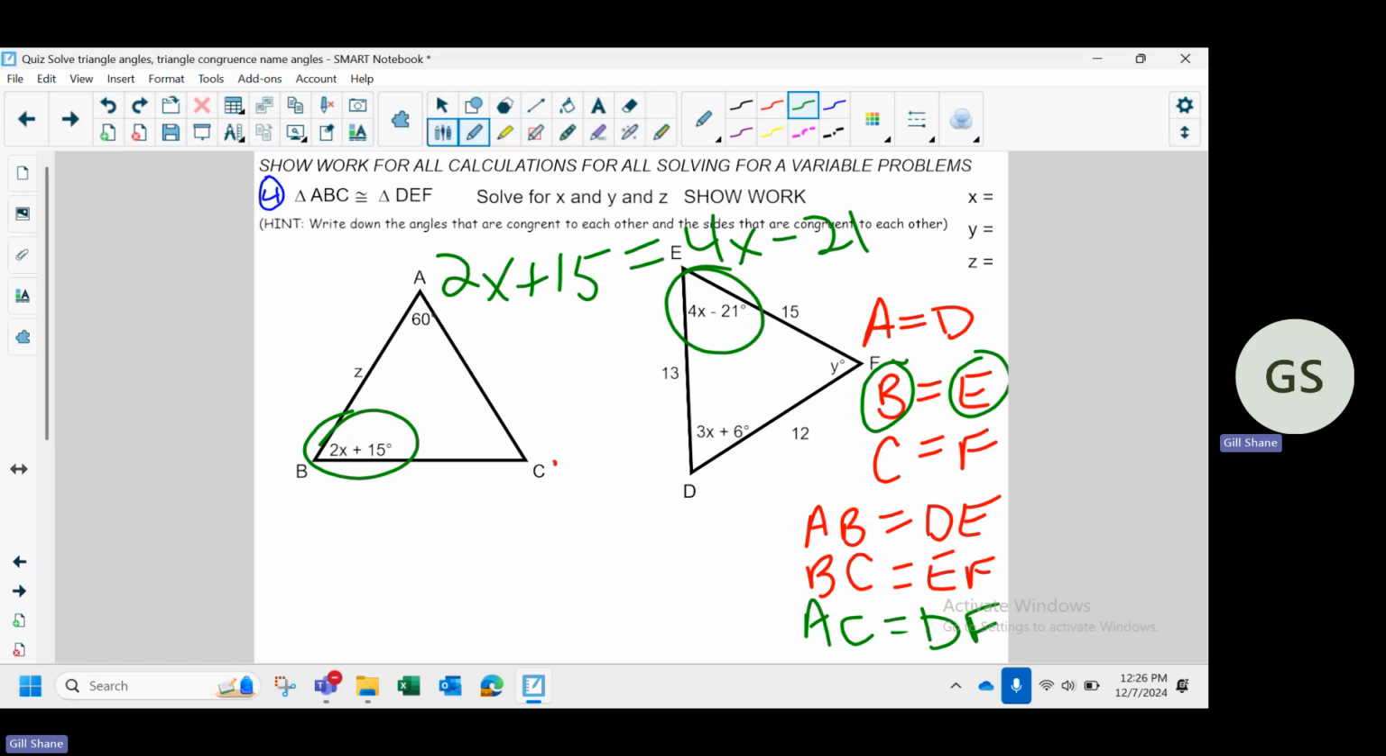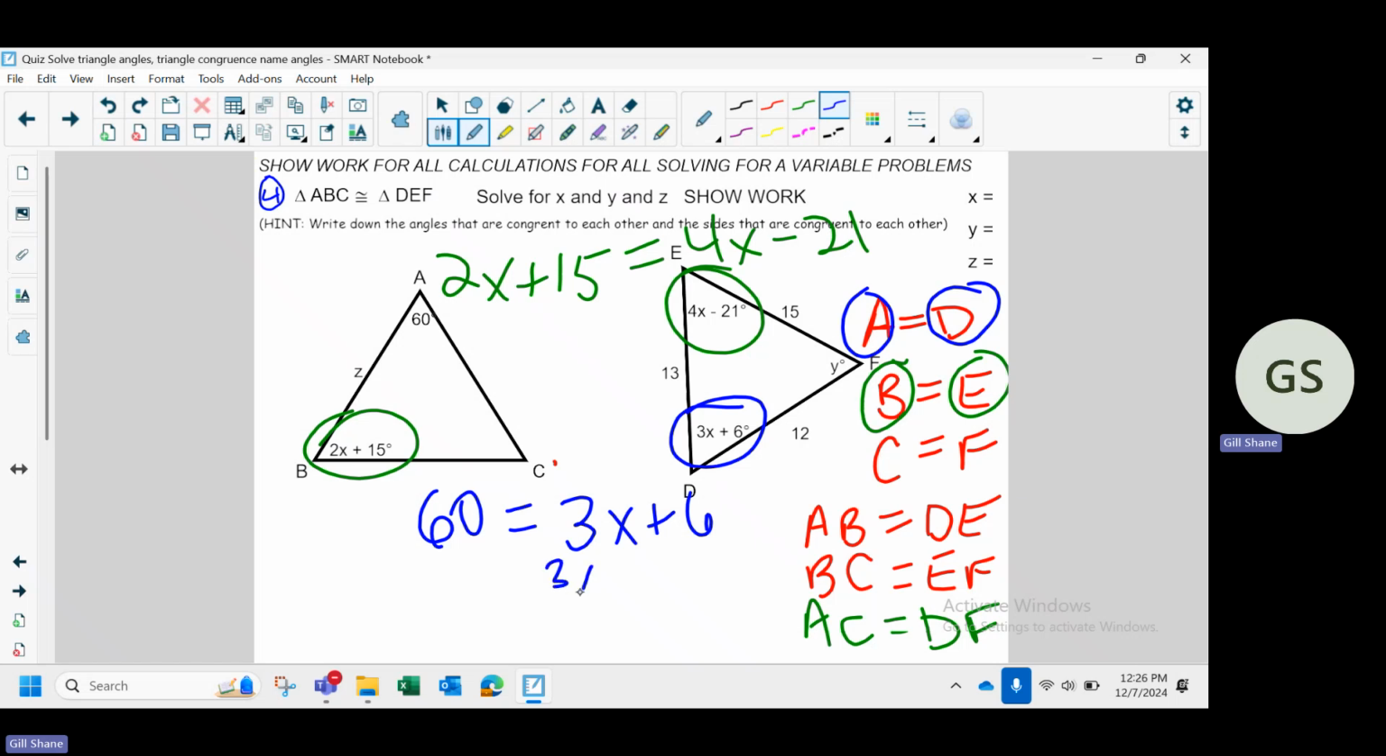But I also have another place, I'll do this one in blue, where I have x in D. What is D equal to in the other triangle? There's D. It's equal to A. So I could set those equal. A is 60. It equals D, which is 3x plus 6. Now, that's a much easier one to solve. Subtract 6 on the right, and you have to subtract it on the left. So you'd get 3x equals 54. Now you divide by 3 on both sides, and you get x is 18. So that was how you would solve for x.